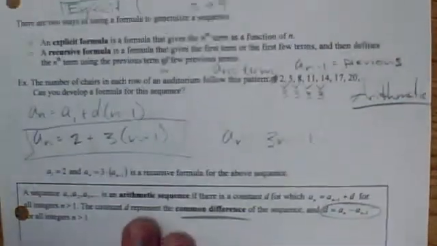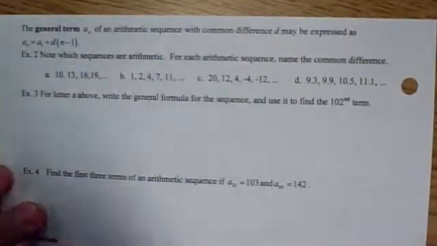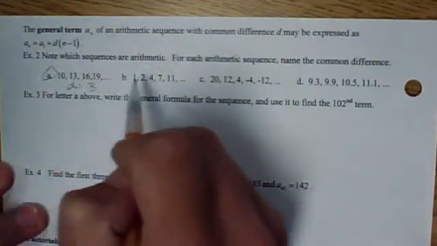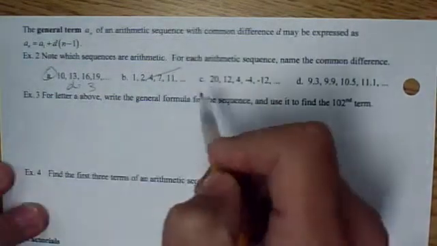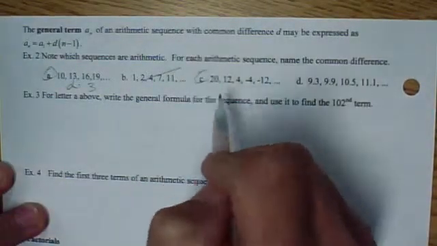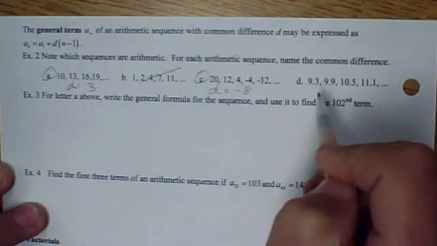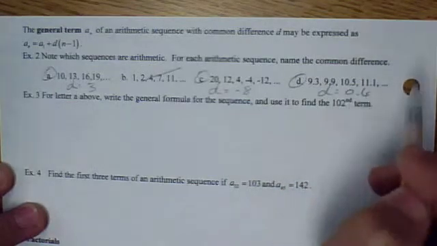Flip it over. We've got some examples of arithmetic sequences. This one's arithmetic. There your d is 3. This one is not arithmetic. This one is arithmetic where your d is negative 8. This one is arithmetic where your d is 0.6.